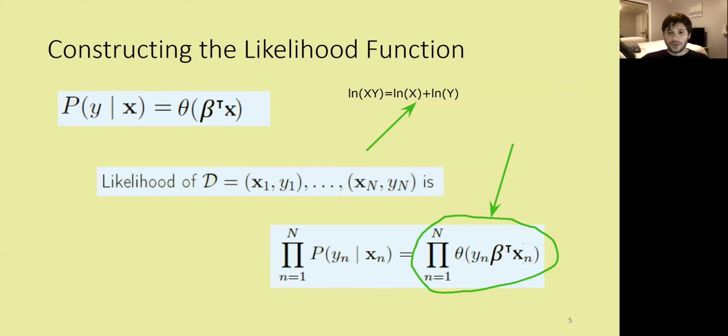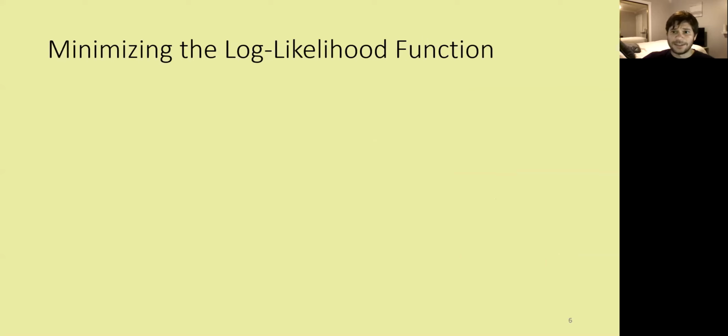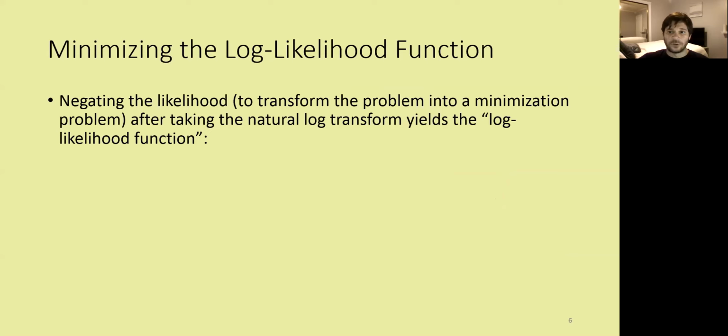Once you do that, we would be computing what is called the log of the likelihood function, and we are going to negate that. We're going to put a negative sign in front of it, and once we do that, we're able to change the maximization problem to a minimization problem. We're going to minimize the negative of the log likelihood function. So let's go ahead and look at that. We negate the likelihood to transform the problem into a minimization problem after we take these natural logs.